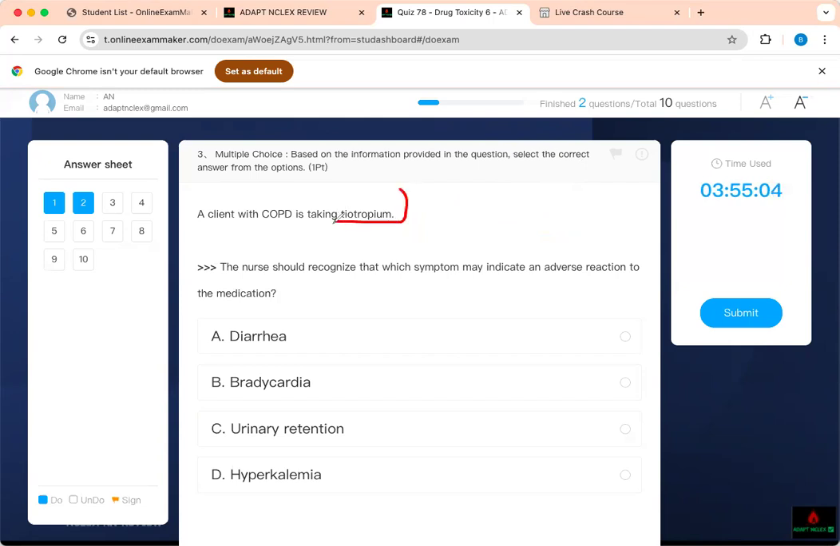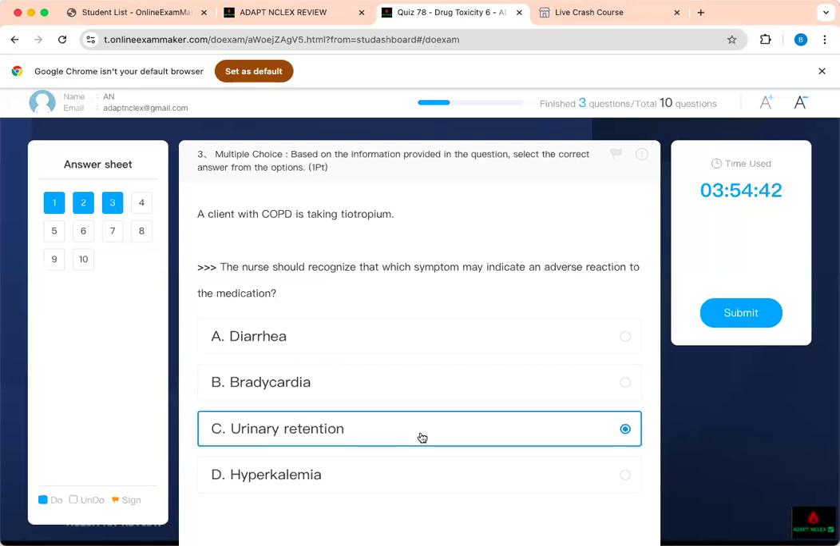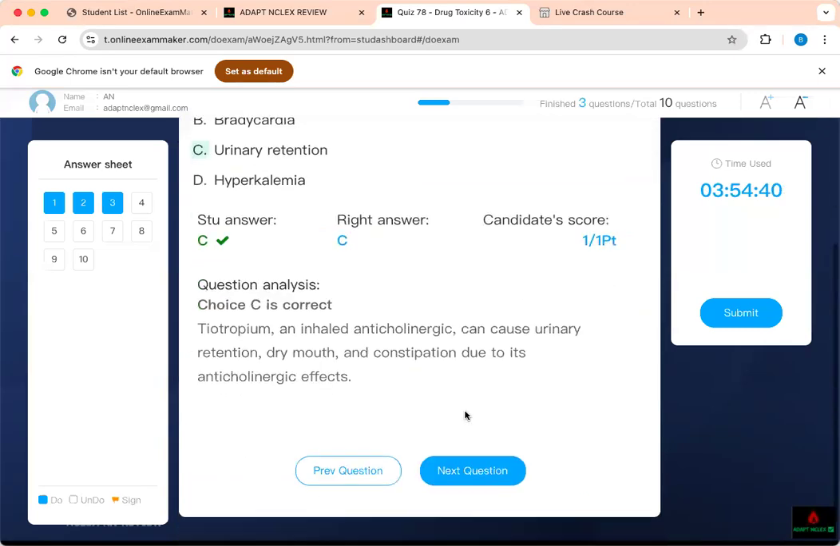If it's an anticholinergic, what side effects would you see? Anticholinergic side effects cause constipation, right? Anticholinergics will cause tachycardia. They cause urinary retention and dry mouth. They don't affect your potassium. Therefore, the right answer is urinary retention. Okay.